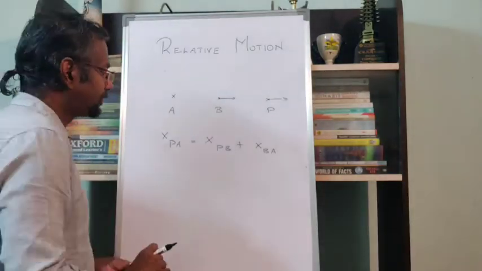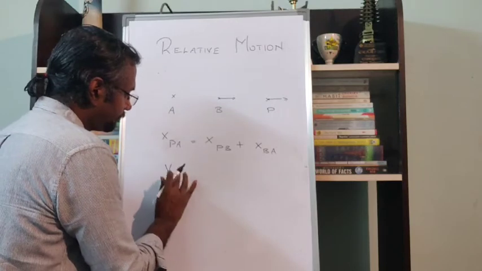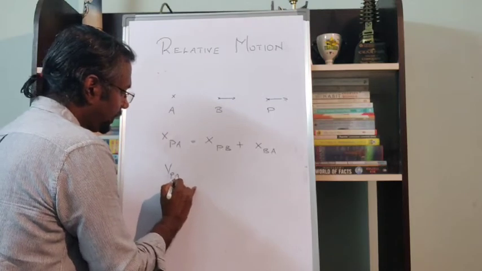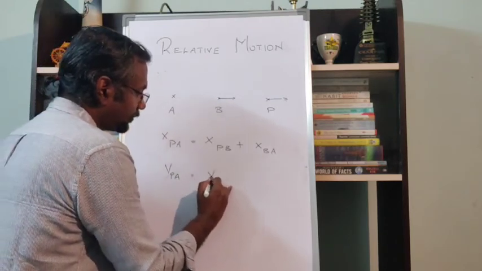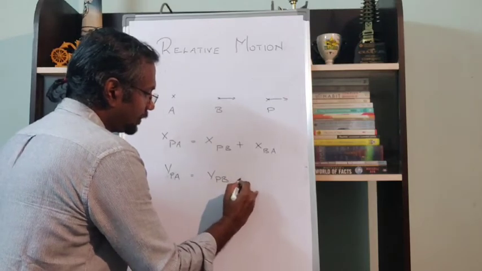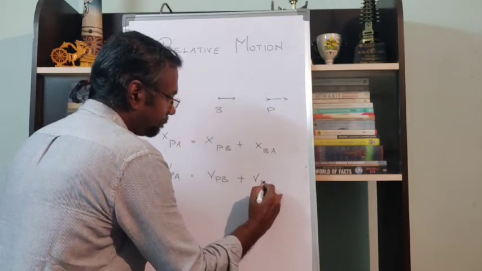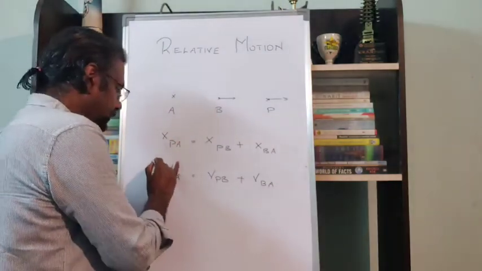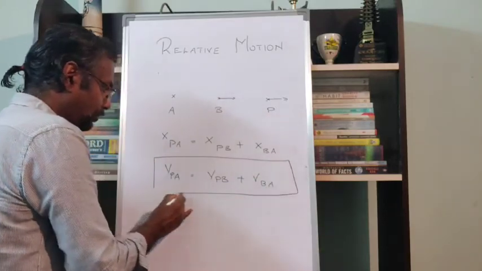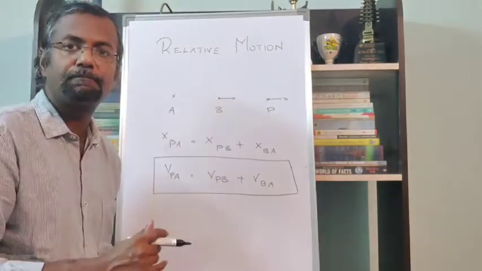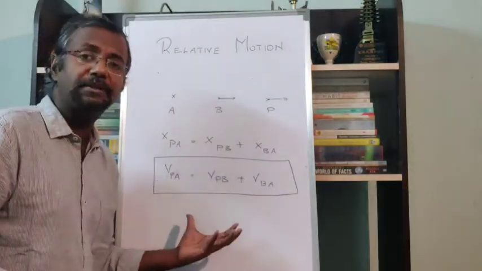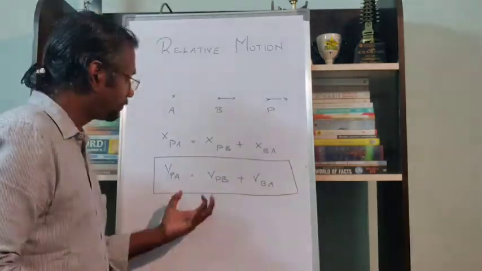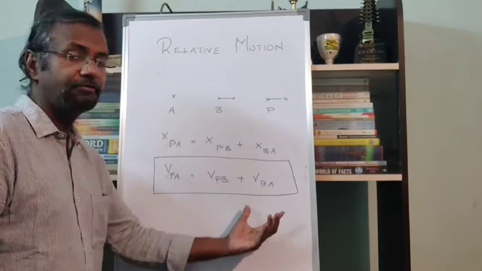Now, if you were to differentiate this, you would say the velocity of P with respect to A is equal to the velocity of P with respect to B plus the velocity of B with respect to A, by differentiating this, right? Now this is an important equation, an important way of seeing things, because this is what we use so many times to solve problems of relative motion, okay? So keep this in mind that V of PA will be equal to V of PB plus V of BA.